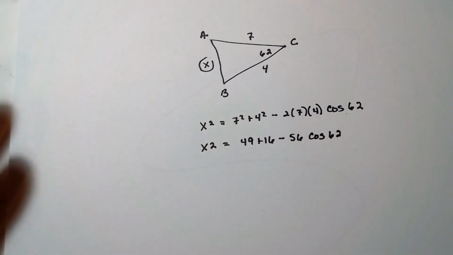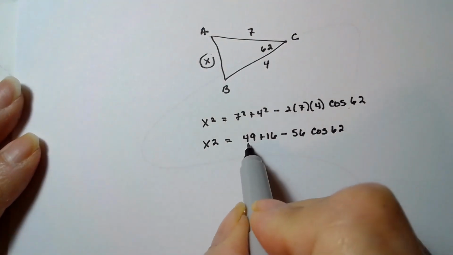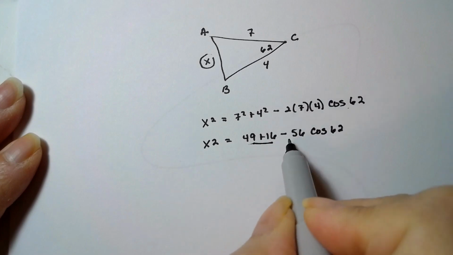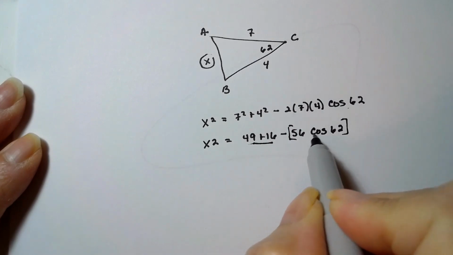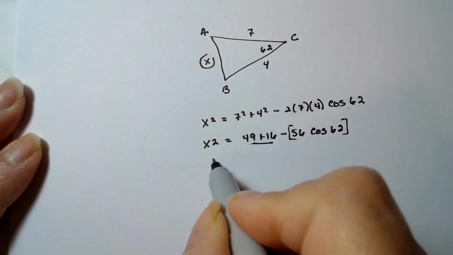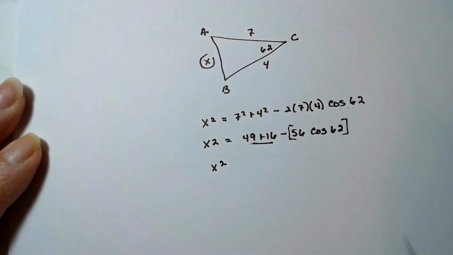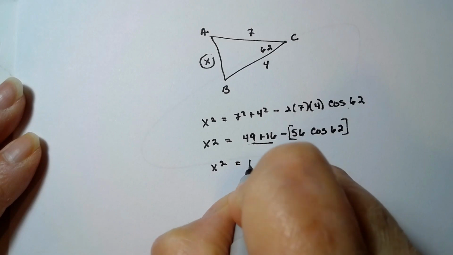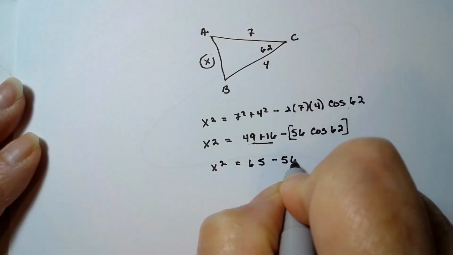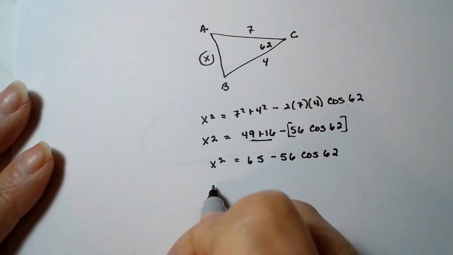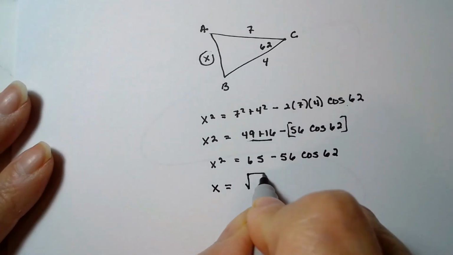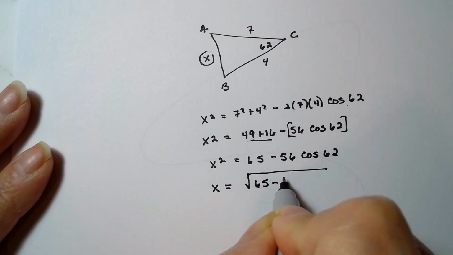Yeah, that's right. And now I can clean it up even further by combining these two. I can add them. Do not subtract this. This thing here is the product of 56 times cosine of 62. So remember, you've got to use PEMDAS. So I'm just adding those two together. 49 plus 16 is 65. So this is equal to 65 minus 56 cosine of 62. Remember, if we're looking for a side, we've got to take the square root of both sides. So X is equal to the square root of that little mess right there.